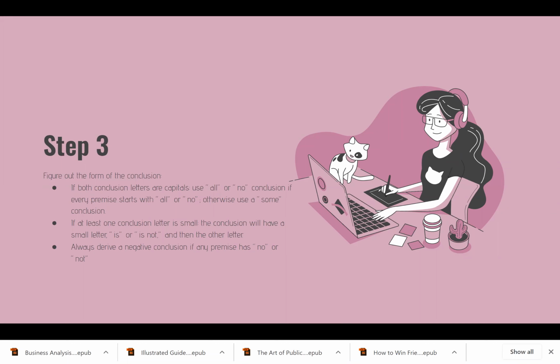Step 3. Figure out the form of the conclusion. If both conclusion letters are capitals, use all or no conclusion if every premise starts with all or no. Otherwise, use a some conclusion. If at least one conclusion letter is small, the conclusion will have a small letter, is or is not, and then the other letter. Always derive a negative conclusion if any premise has no or not.